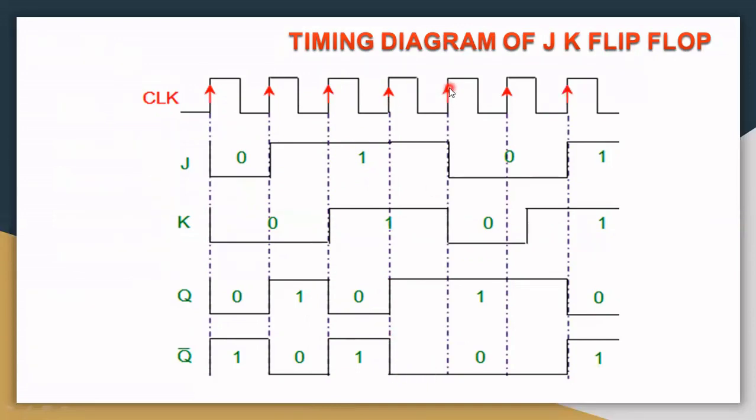Next clock. In this clock, J goes to 0 and K also goes to 0. Therefore, no change in the output. Same as that of the previous state. The next clock, J is equal to 0 and K is equal to 0. It continues state. And in the next clock, when we consider J is equal to high and K is equal to high, it toggles again. So we can easily understand this timing diagram while considering each clock.